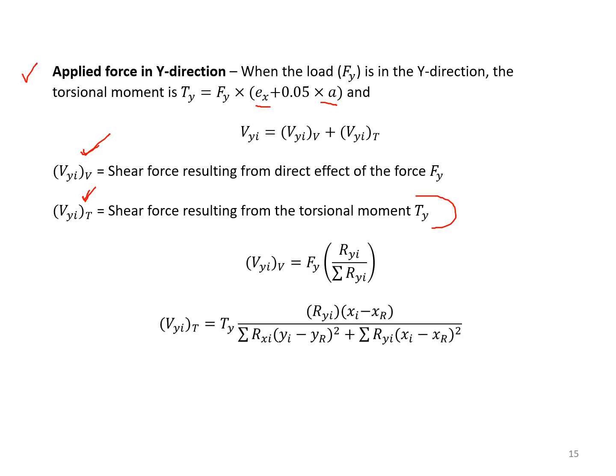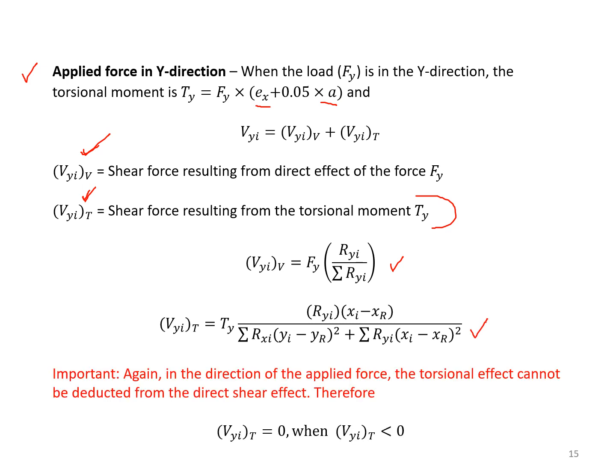Equations are very similar. Direct shear, additional shear because of torsion, and again, don't forget that if this term for the shear in the direction of the applied force is negative, then we use 0. So it cannot be deducted from the direct shear. All right?